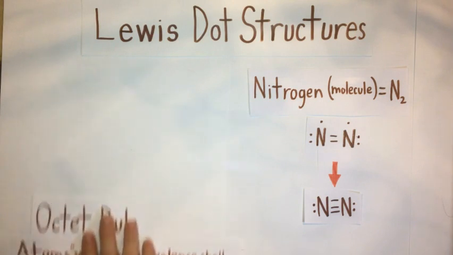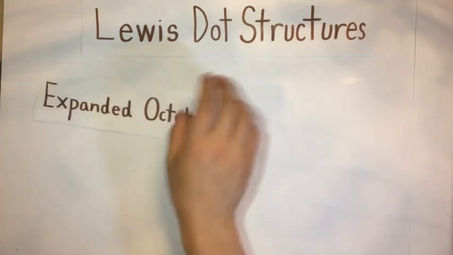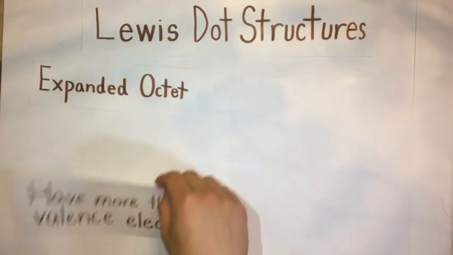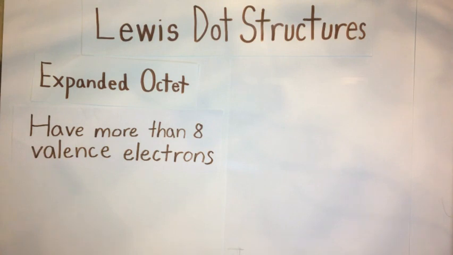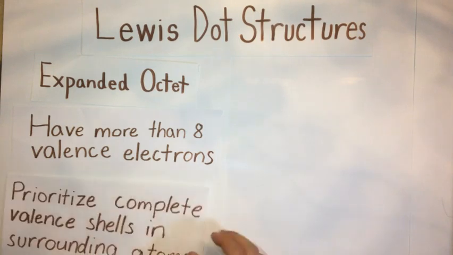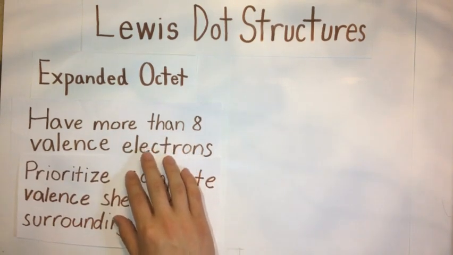However, there are some exceptions to the octet rule. The reasons are complicated, but elements from period 3 and lower can form an expanded octet. If a molecule contains an expanded octet, it has more than 8 electrons around the central atom. Keep in mind that only the central atom can have an expanded octet, not the surrounding atoms. One simple rule to follow in creating Lewis structures for molecules with expanded octets is to prioritize having complete valence shells in surrounding atoms.